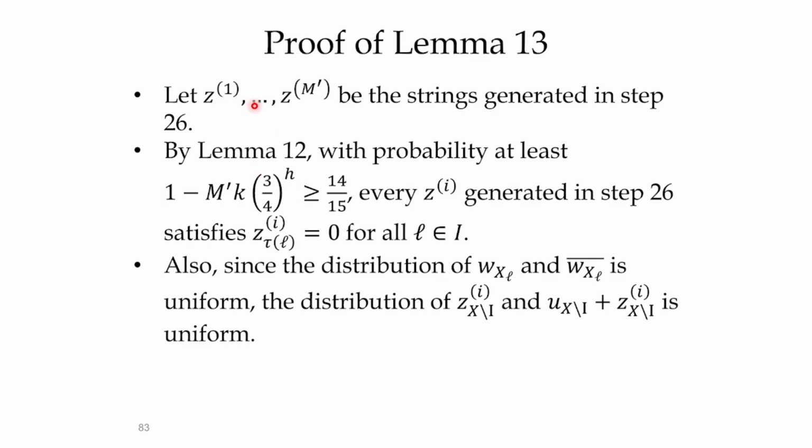Now let z^1 through z^m' be the strings generated in step 26. By gamma 12, with probability at least 1 minus n'k times (3/4)^h, which is greater than or equal to 14/15, every z^i generated in step 26 satisfies z^i_τ(L) = 0 for all L's in I.